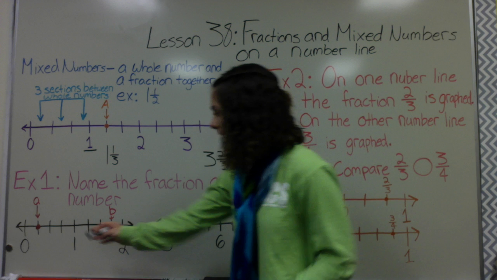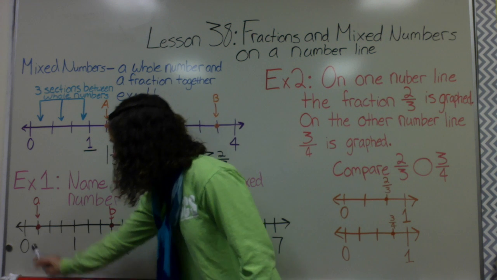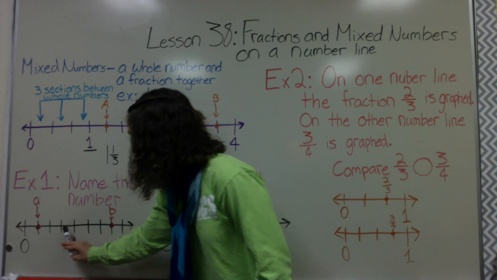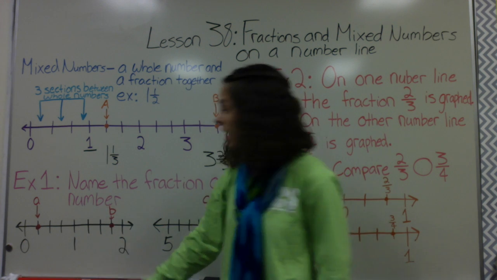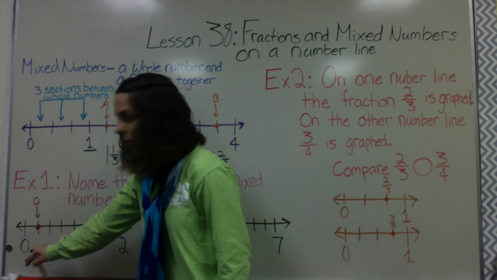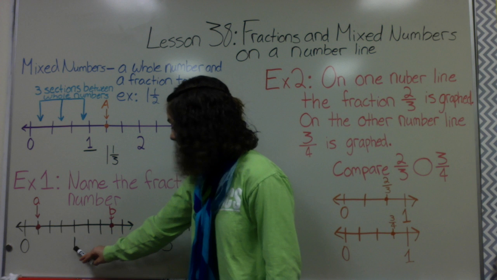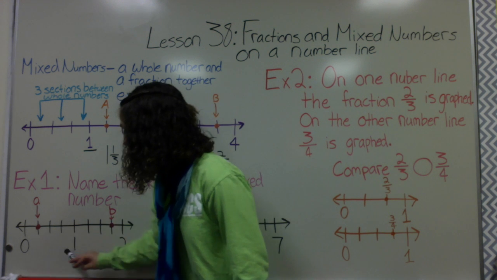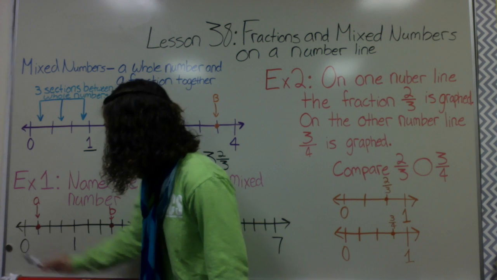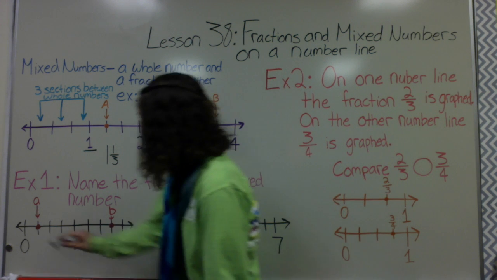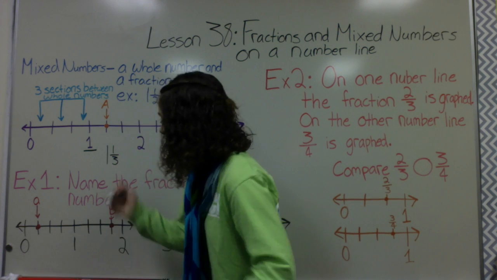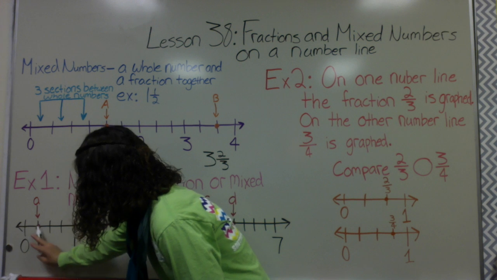So letter A, the first one, I'm going to count my spaces. I have 1, 2, 3, 4. That means it's split into 4 equal parts. I have fourths. I'm past 0, so I know I'm more than 0, but I'm less than a whole number. I don't even have a whole number then, because I'm not going to write 0 and whatever fraction that is. I'm going to just write the fraction. And I'm on the first line, so that means this is 1/4.